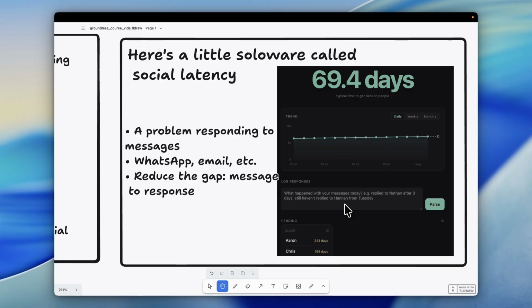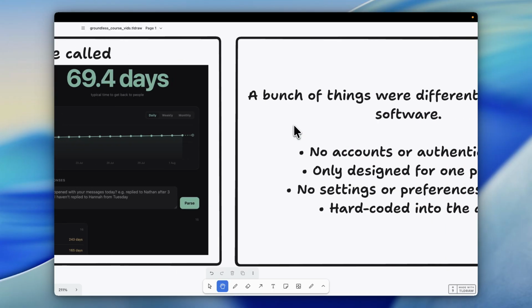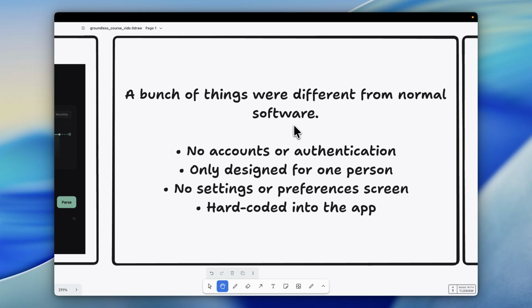Let's take an example. I developed this Soloware recently called Social Latency, which was basically about problems responding to messages like WhatsApp, email, etc. The idea was to help the person reduce the gap between message and response. You can see that they had a really big problem with this. And this is not a software that you typically build to scale. This is a very specific problem, and the workflows around this and the data requirements and privacy stuff is quite hard to scale. For example, here are a bunch of things that were different from normal software here.